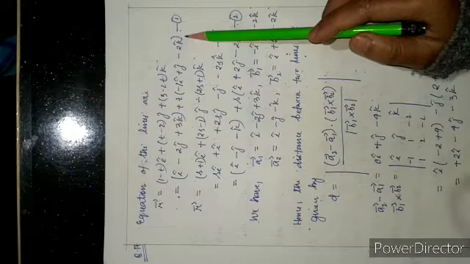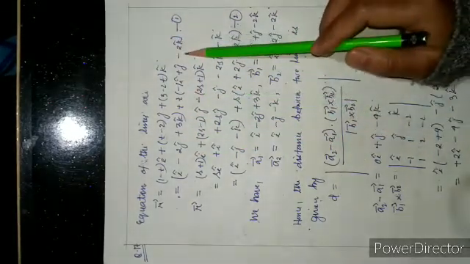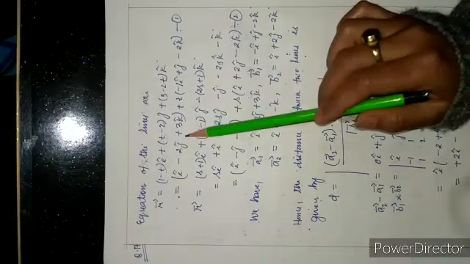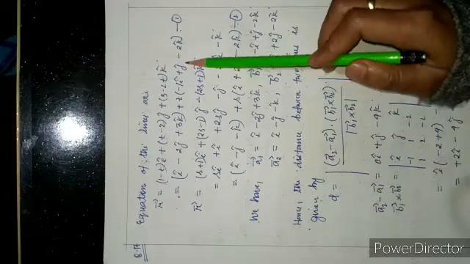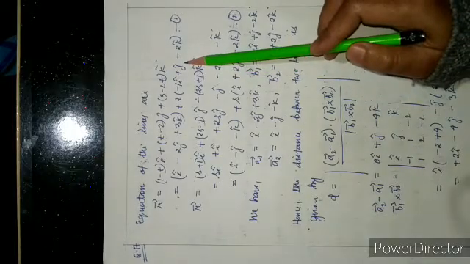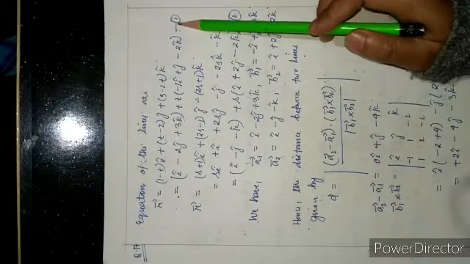Now write the equation of the line in standard form. Standard form means r vector equals a vector plus lambda times b vector, where a is the position vector of a point on the line, and b is the direction vector, which is any vector parallel to the given line.